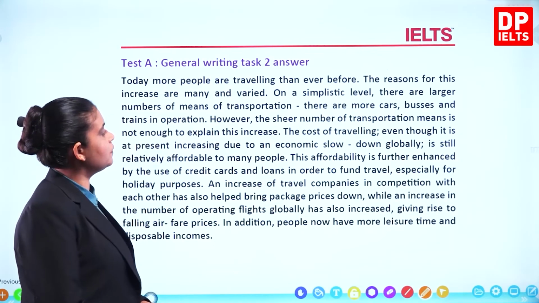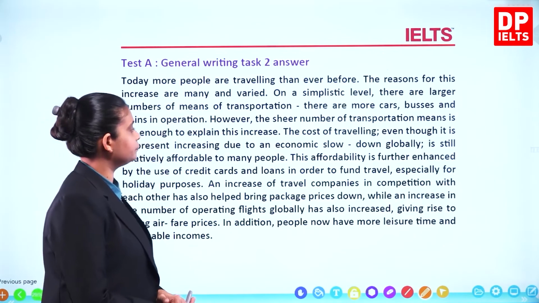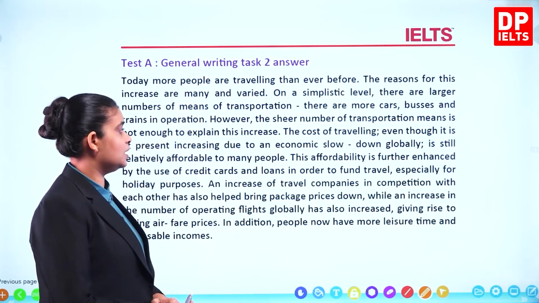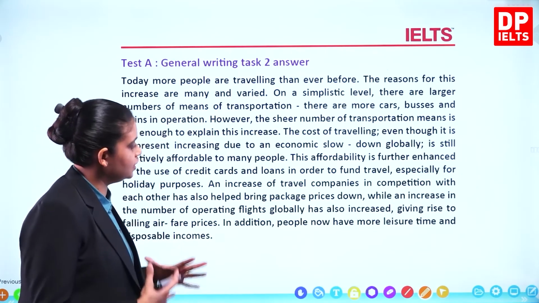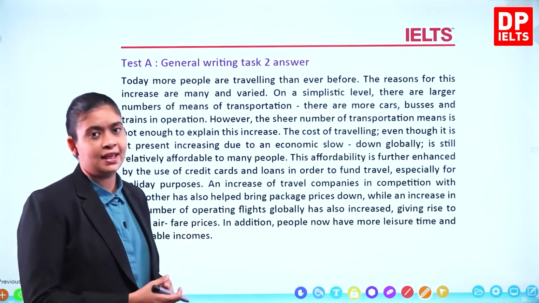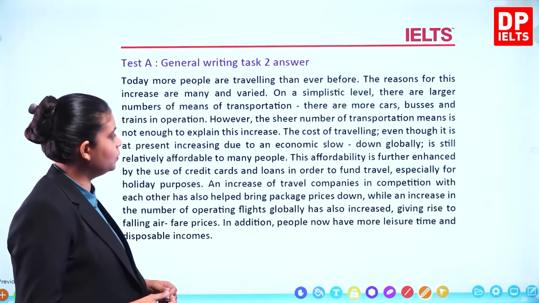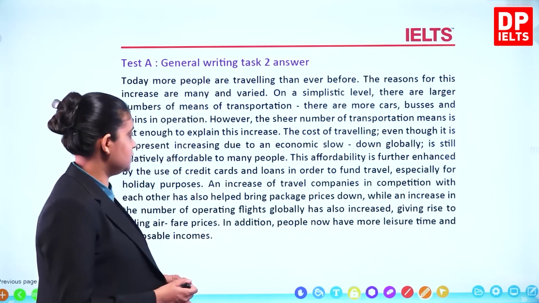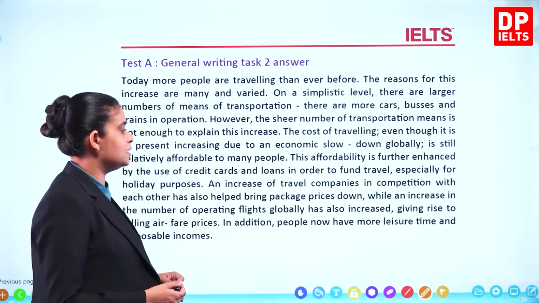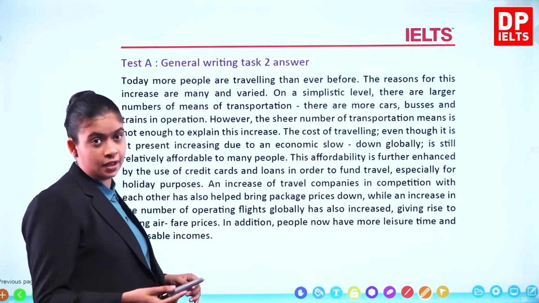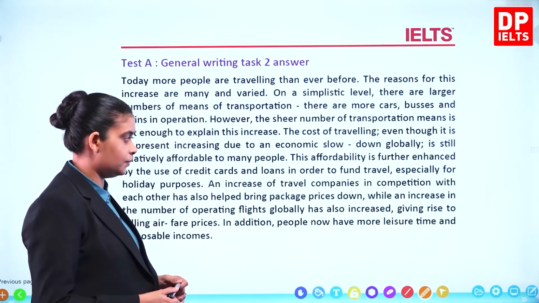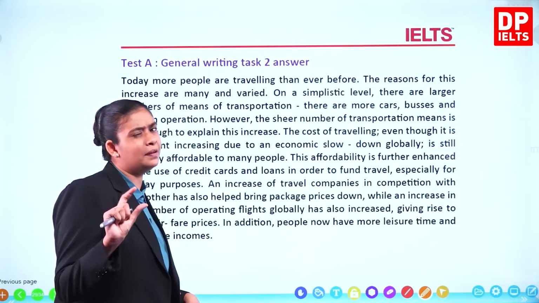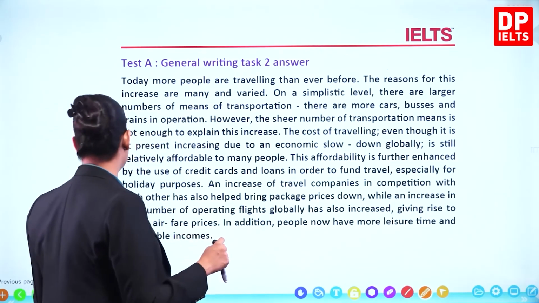Okay. The cost of traveling, even though it is at present increasing due to an economic slowdown globally, is still relatively affordable to many people. So nicely, the student is writing down why is this the case. Okay. This affordability is further enhanced by the use of credit cards and loans in order to fund travel, especially for holiday purposes. An increase of travel companies in competition with each other has also helped bring package prices down. Nice. Good language, good ideas. Only thing, a bit of structure is what the student needs to fine tune.